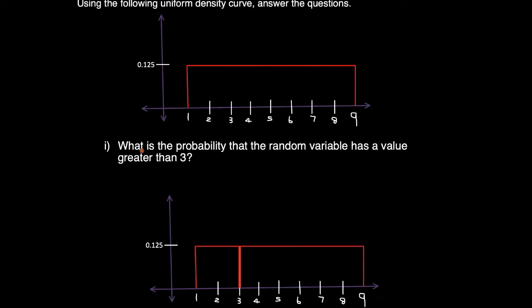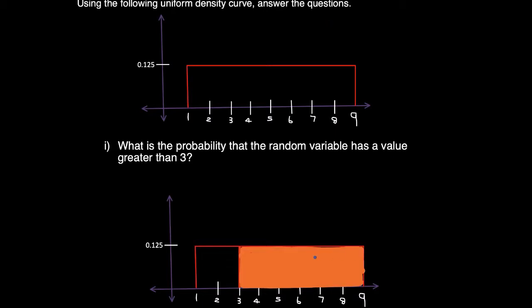Part 1. What is the probability that the random variable has a value greater than 3? How do we find the probability when we have a density curve? It is the area under the curve. For this case, greater than 3 should be this area. This area gives the probability greater than 3. How do we find this area?